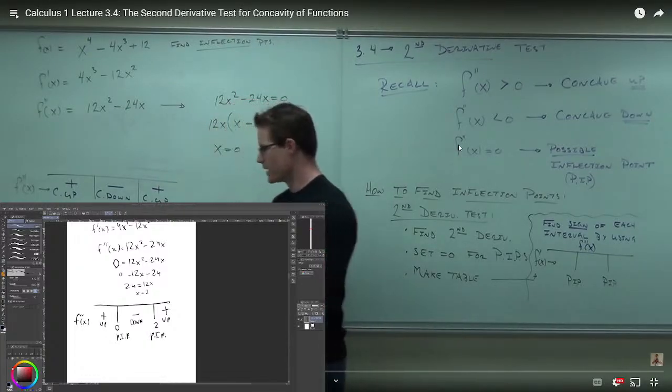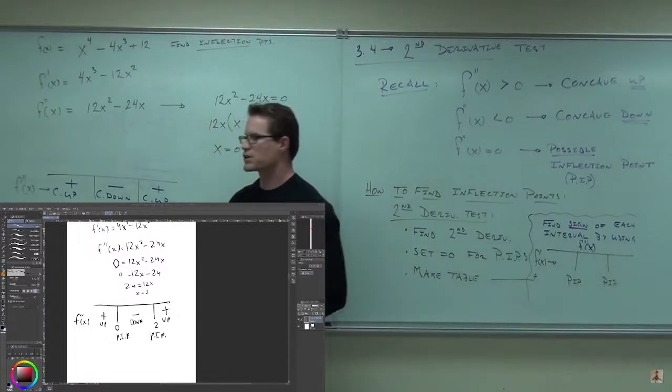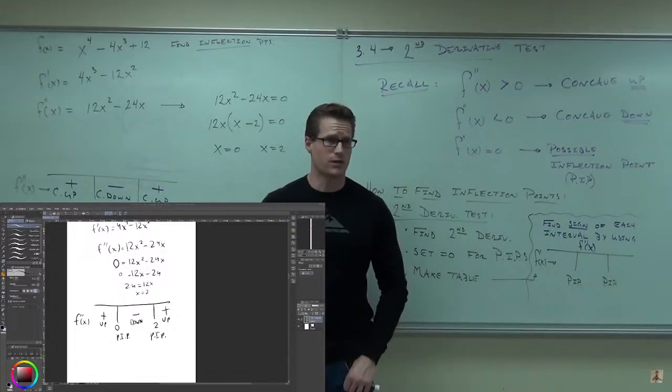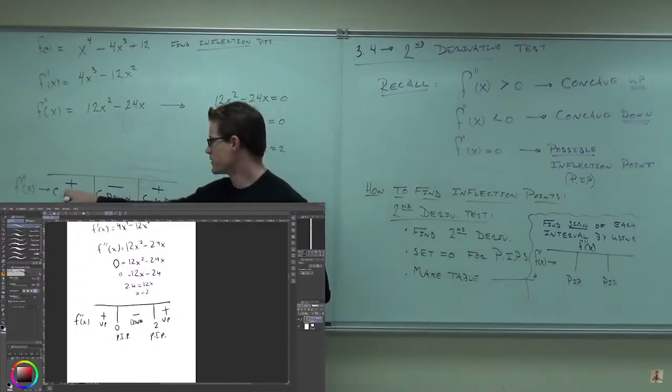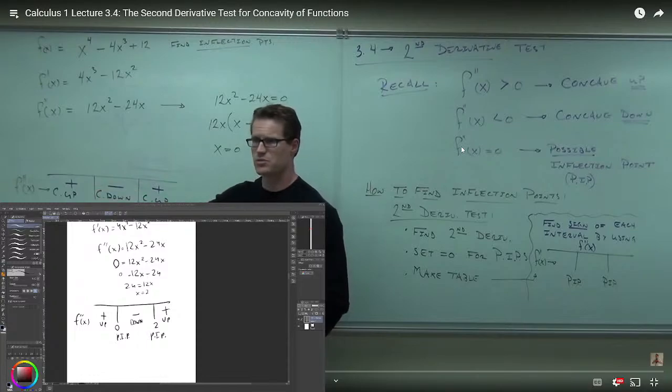That's the difference. Now, question: is that an actual inflection point? Does the concavity change, basically, from here to here? If it changes, then that's an inflection point. What if that had been plus and that had been plus? Would that be an inflection point?